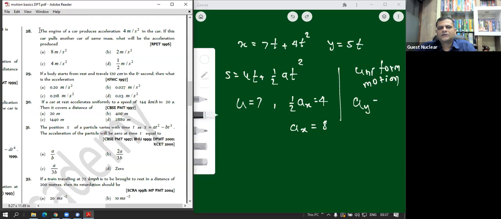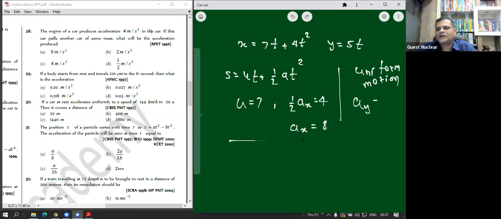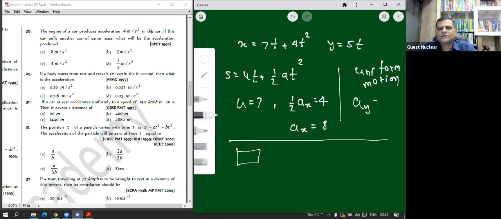Let's try this 28th one. Engine of a car produces acceleration of 4 meter per second square. Okay, in the car, if the car pulls another car of same mass, what will be the acceleration produced? Yes, देखो अगर एक कार है, उसका इंजन उस कार के अंदर 4 मीटर पर सेकेंड स्क्वायर इतना एक्सेलरेशन प्रोड्यूस करता है. एक्सेलरेशन इक्वल टू क्या होता है? The force developed by engine upon the mass of the car.